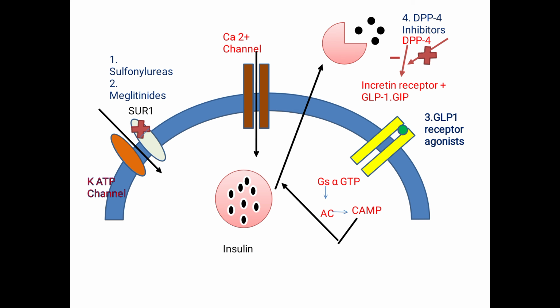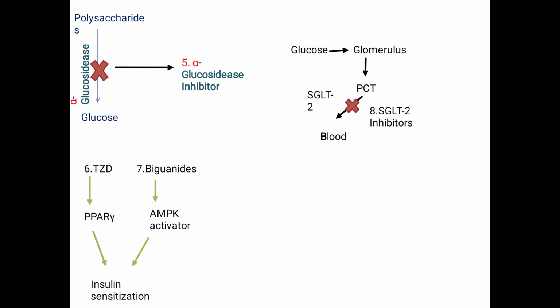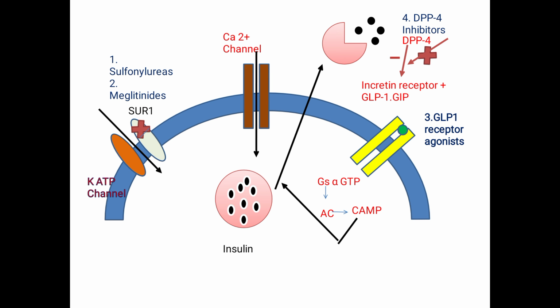So these are the drugs. Sulfonylureas: tolbutamide, glimepiride, glibenclamide, glipizide. Meglitinides: repaglinide, nateglinide. GLP receptor agonists: exenatide, liraglutide. DPP4 inhibitors: sitagliptin, linagliptin. Alpha glucosidase inhibitors: acarbose, voglibose. Thiazolidinediones: rosiglitazone, pioglitazone. Biguanides: metformin. And SGLT2 inhibitors: the gliflozins, dapagliflozin. So this is the short mechanism of action with the classification.